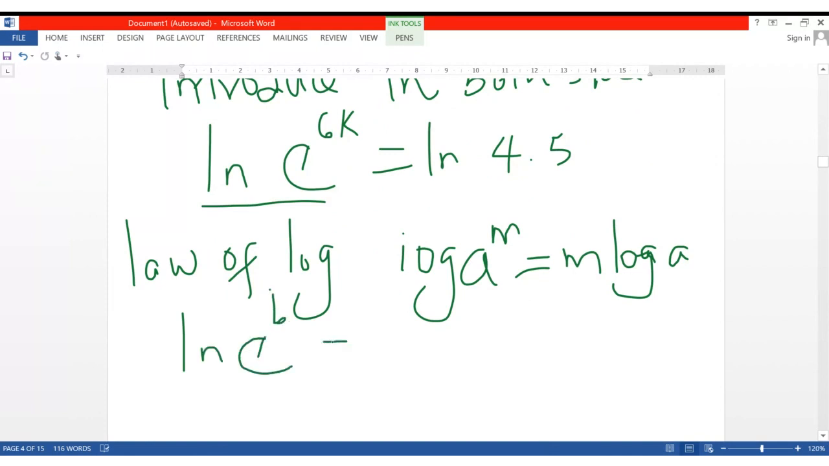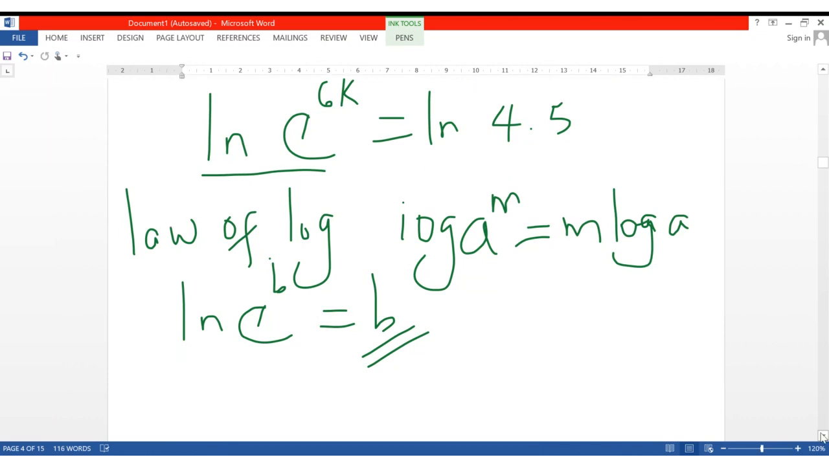This will just end up with the power b. You can either use that law, or you can just say that when you have ln exponential b, you end up with the power. Basically, the ln and the exponential are as if they are cancelling. So I'll remain with 6k is equal to ln 4.5. Remember, the ln and exponential have that special relationship, so I'm remaining with only the power.